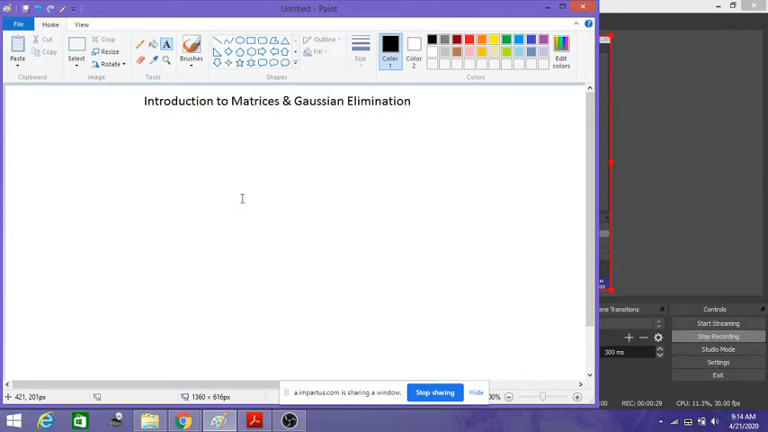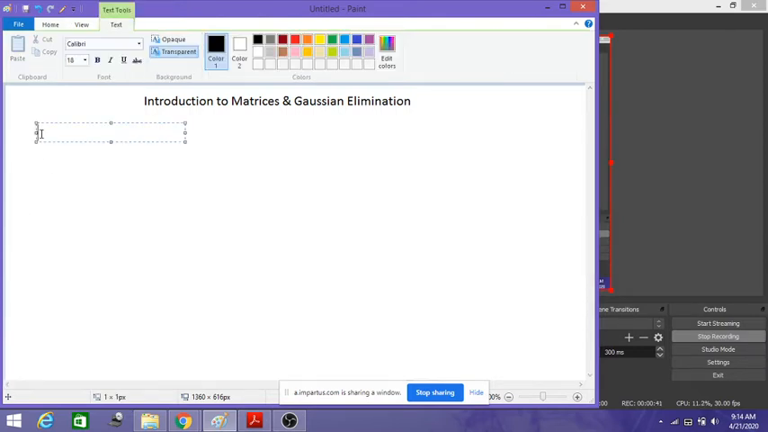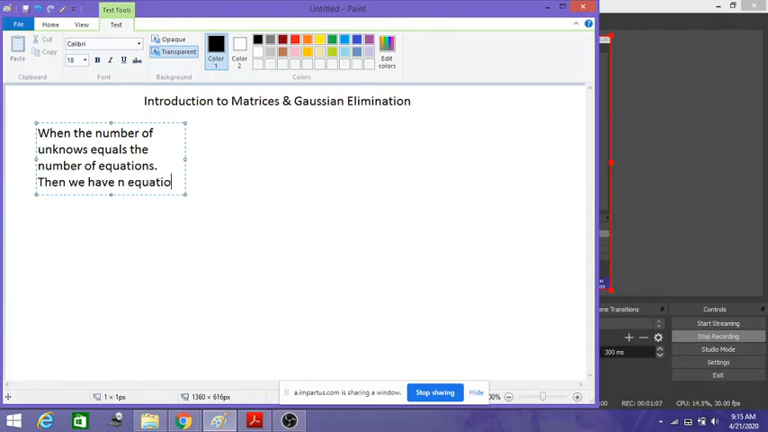Here the objective is to find the unknowns. When the number of unknowns equals the number of equations, we have n equations in n unknowns. So let me write this statement here. It states that when the number of unknowns equals the number of equations, then we have n equations in n unknowns.